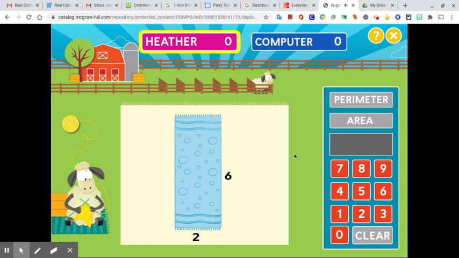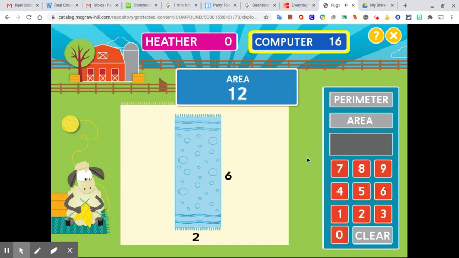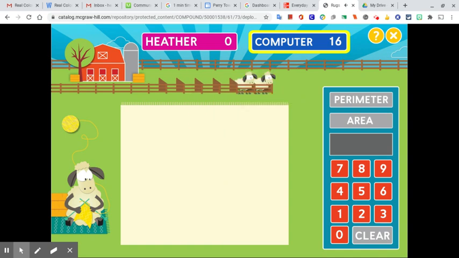Let's see. Did I enter the 14, and then I click perimeter because that's the one that I calculated. That's not the correct perimeter. Now the computer will enter the area or perimeter of the polygon. I had said 16. Here is the correct area. Oh, they did the wrong one.